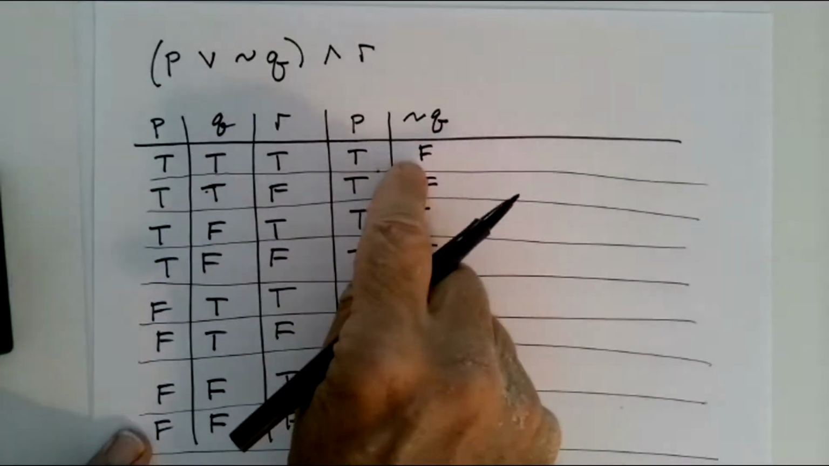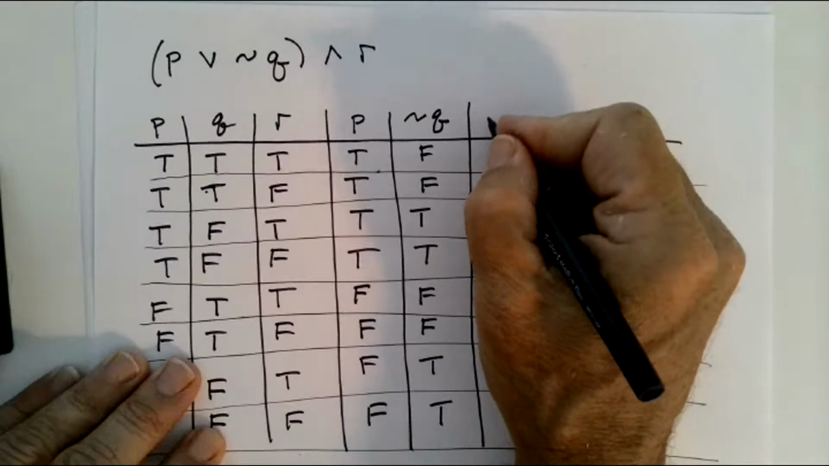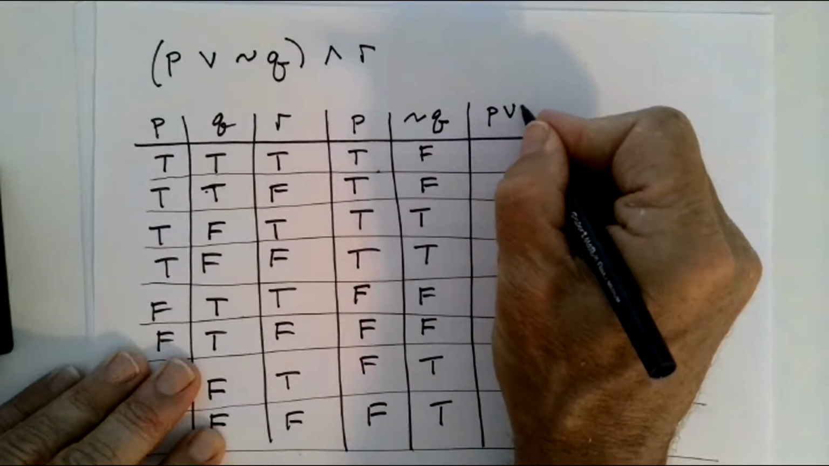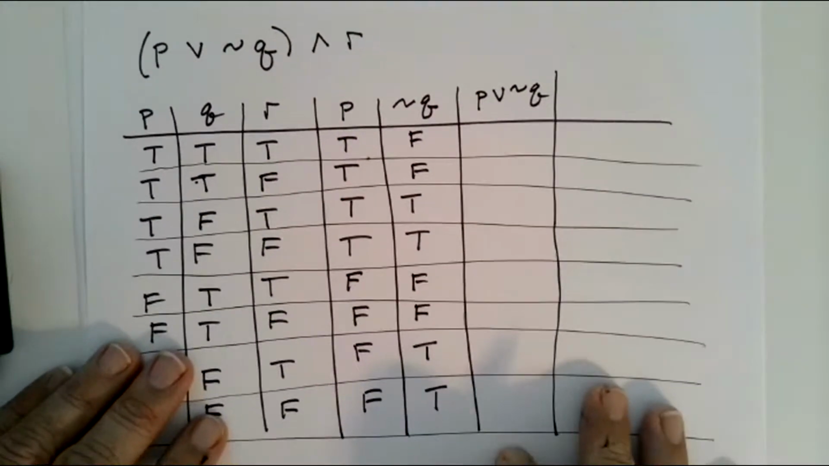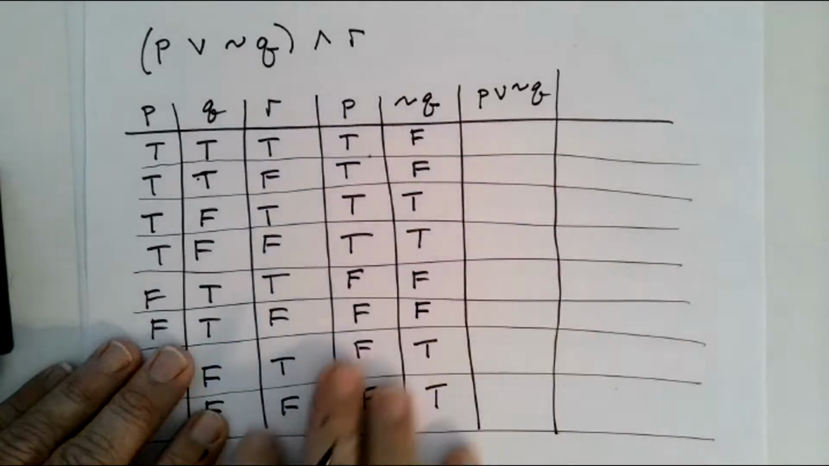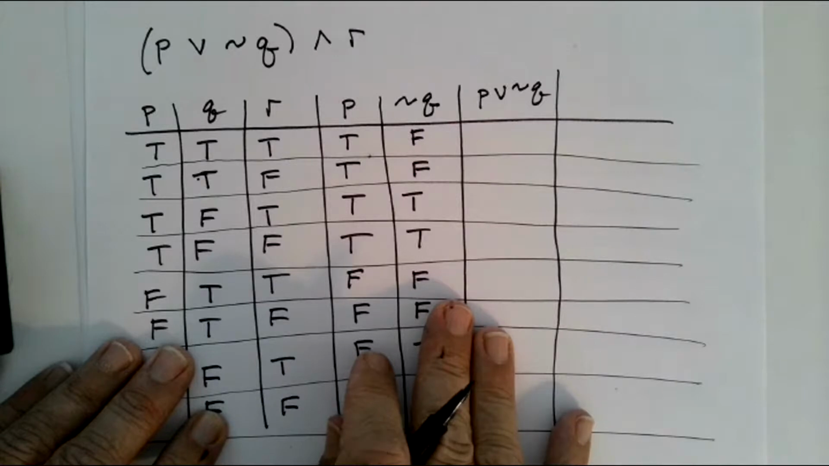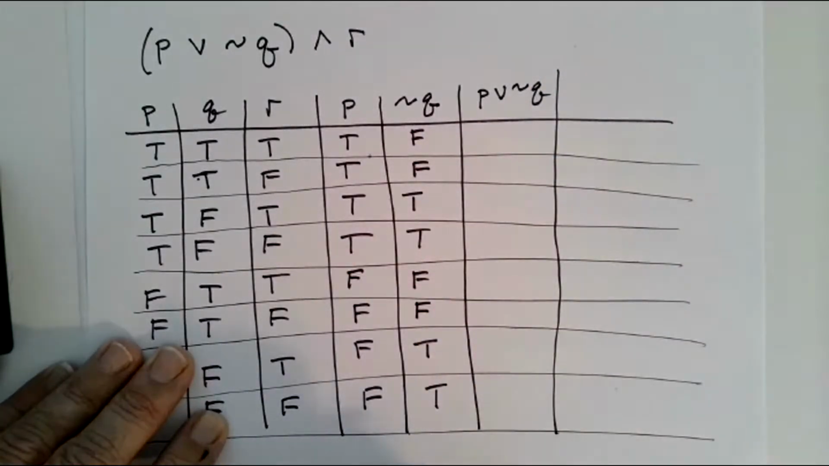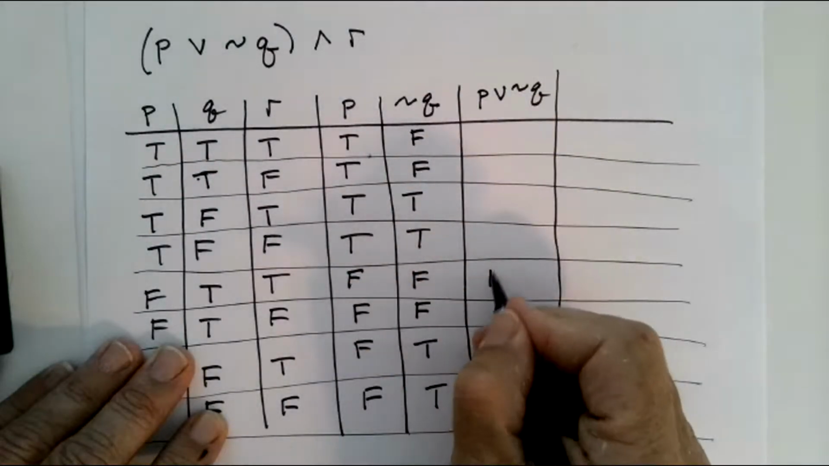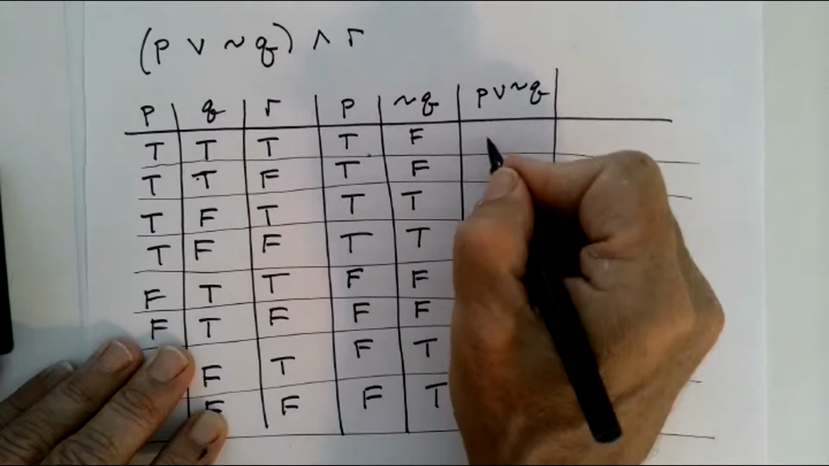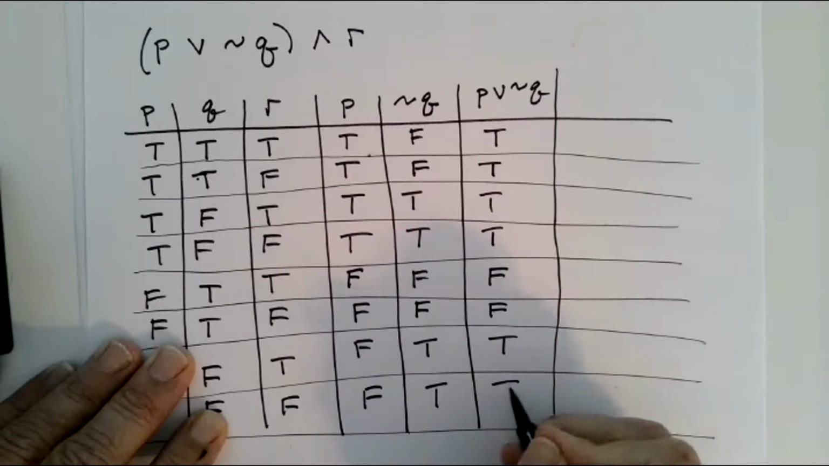Now I need P or not Q. So my next column will be P or not Q. Remember, that is one or the other or both are true. And I like to look for the FFs. Wherever I have FFs, it fails an OR. Wherever I have an FF, it fails an OR. So P or not Q, FF, that's a fail. FF, that's a fail. Everything else has at least one true. There's a true here, there's a true here, there's a couple of them here. There's a true here, there's a true there.